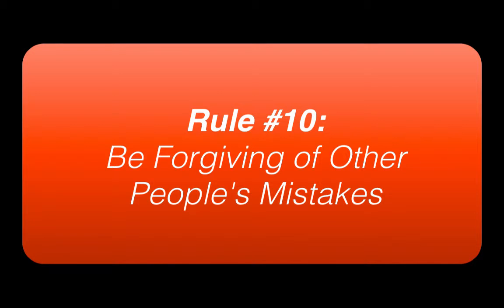Shay's last rule is rule number 10. Be forgiving of other people's mistakes. She wants us to remember that everyone is human and everyone messes up sometimes, and it's not the end of the world. If you have to point out that someone made a mistake, do so politely.